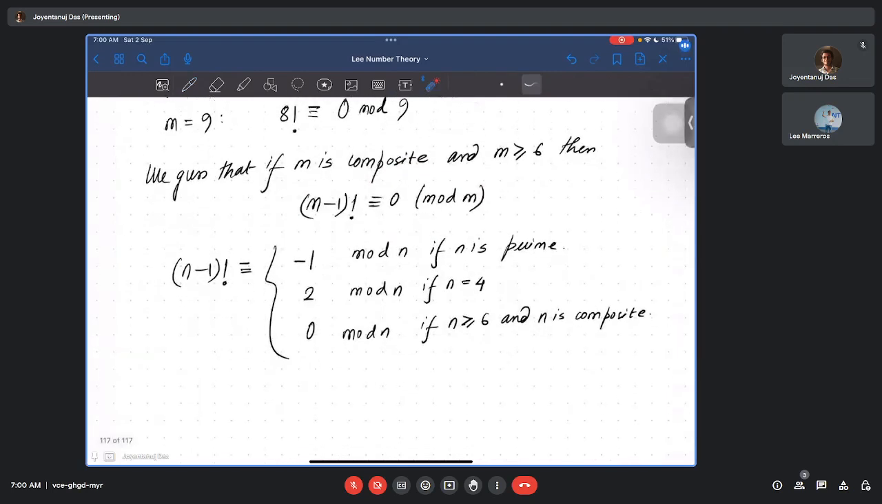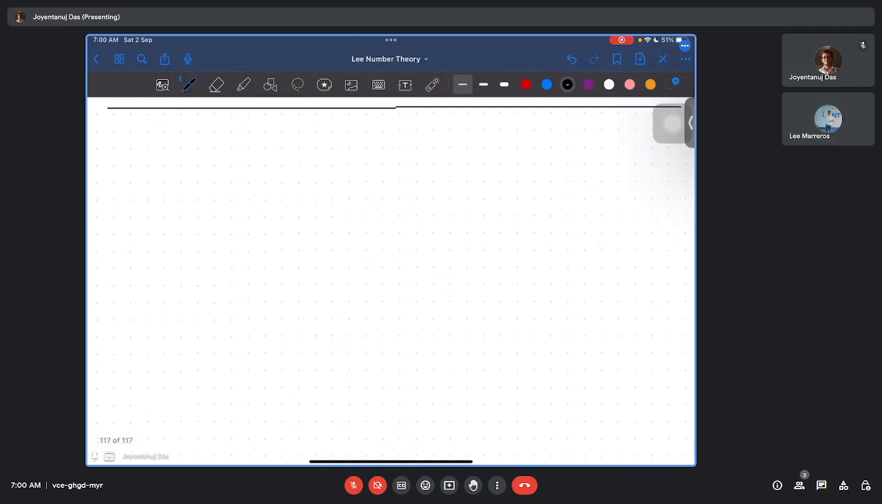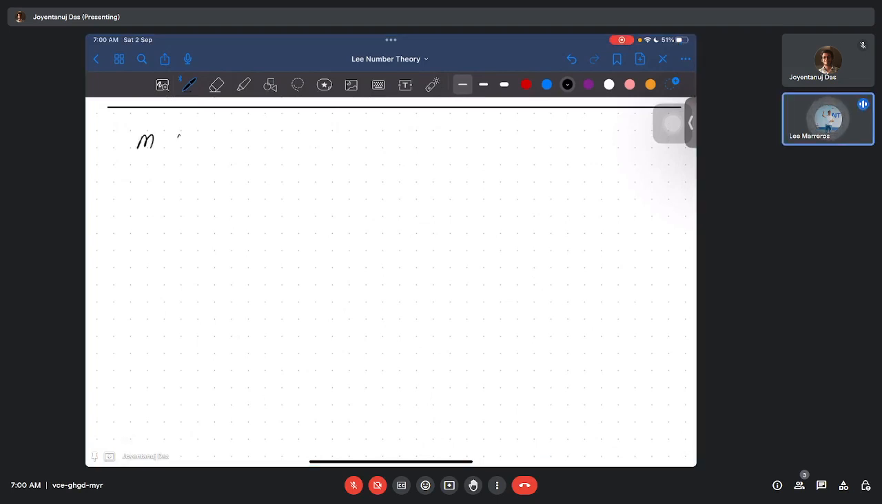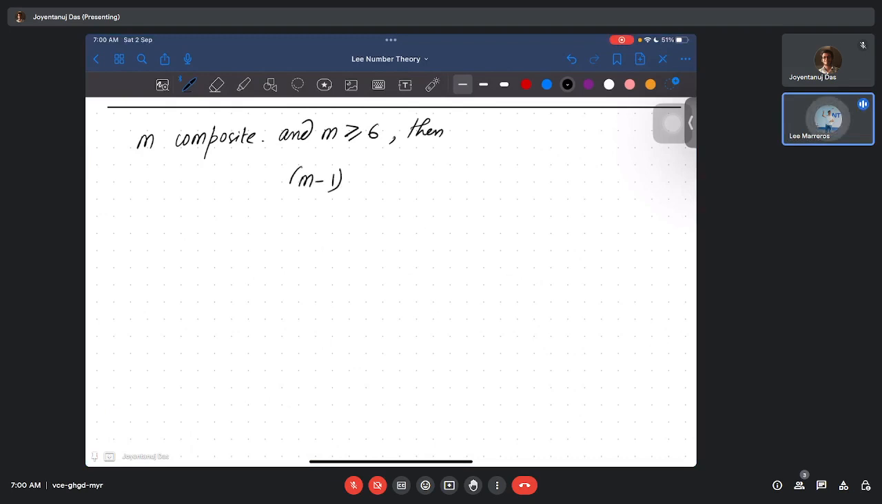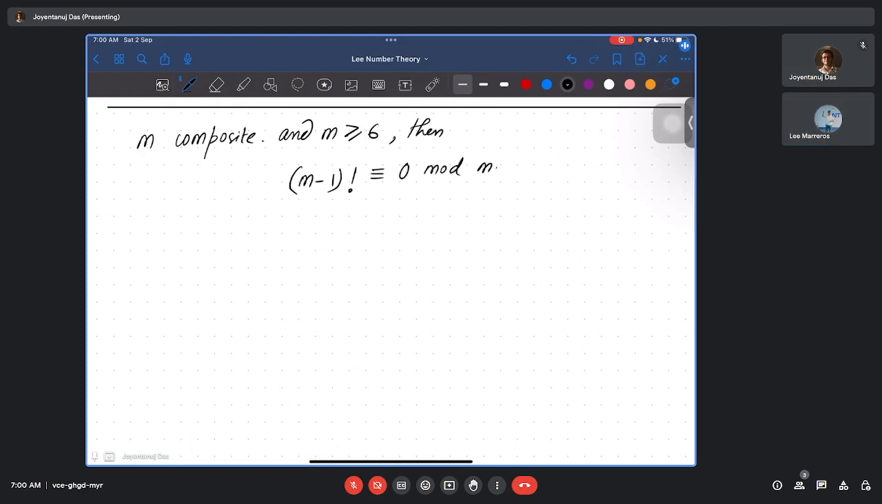If m is composite and m is greater than or equal to 6, then we have to prove that m minus 1 factorial is always 0 mod m. We need to prove that m minus 1 factorial is equivalent to 0. Composite, you mean not prime, right? Yes, not prime. So this we have to prove. Actually this is not very difficult, it's easy.